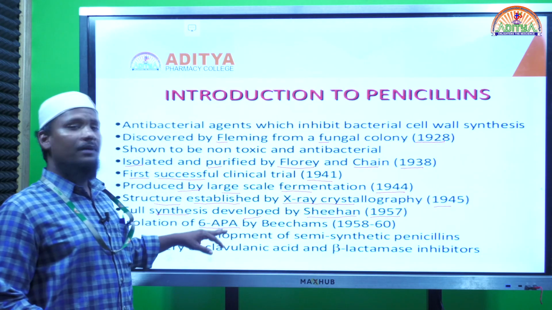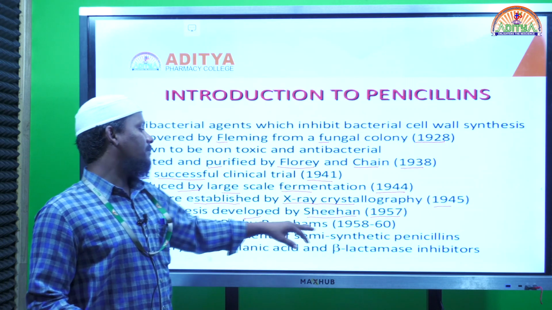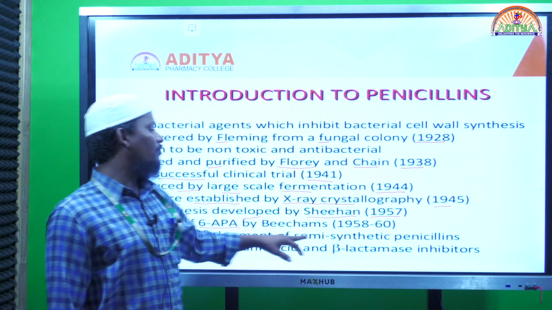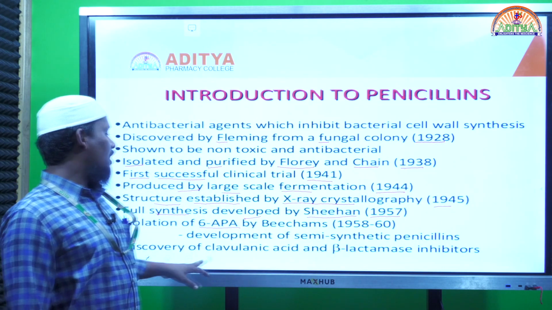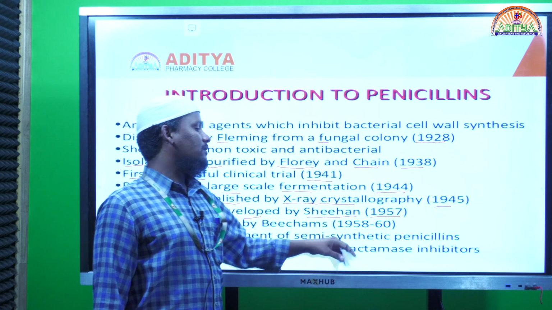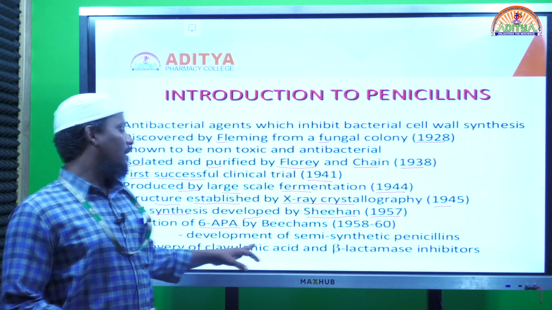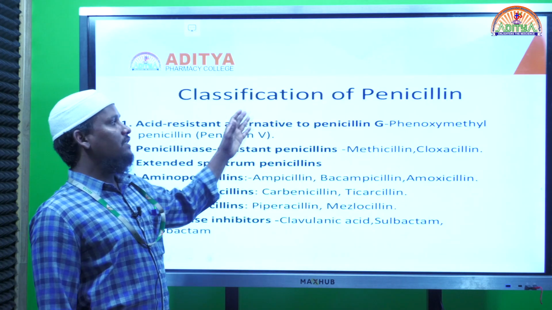So 6-APA means 6-aminopenicillanic acid. It was by Beecham's in 1958 and the 60s. So that is the development of semi-synthetic penicillins. Okay, the discovery of clavulanic acid and beta-lactamase inhibitors. So after that, clavulanic acid and the beta-lactamase inhibitors were identified. Now this is the classification of penicillin.